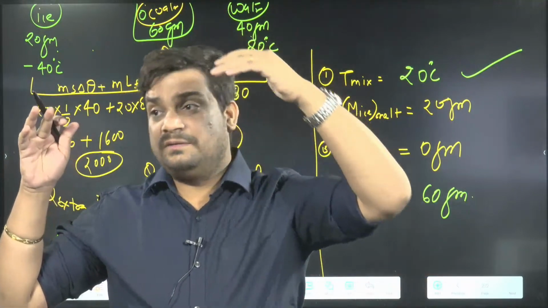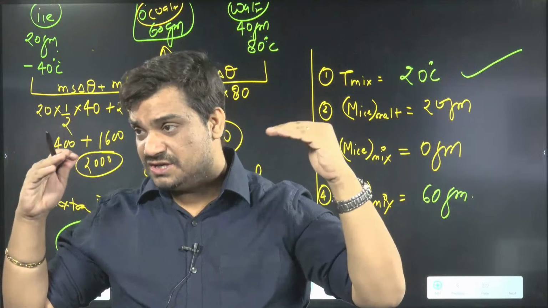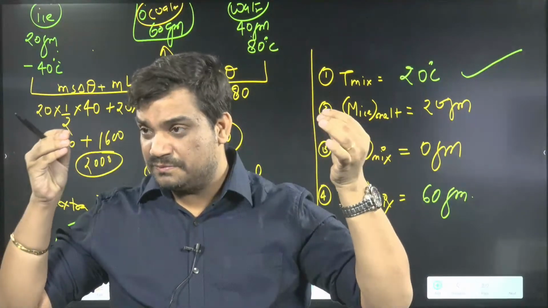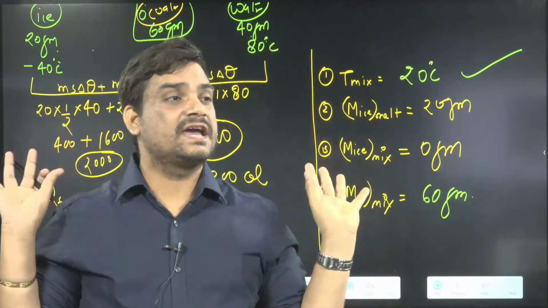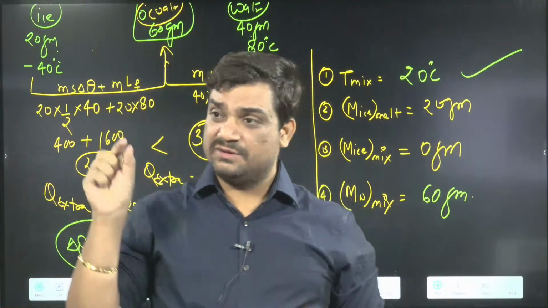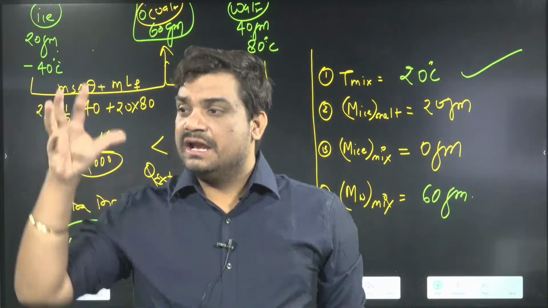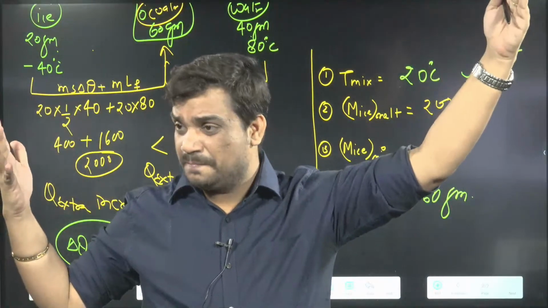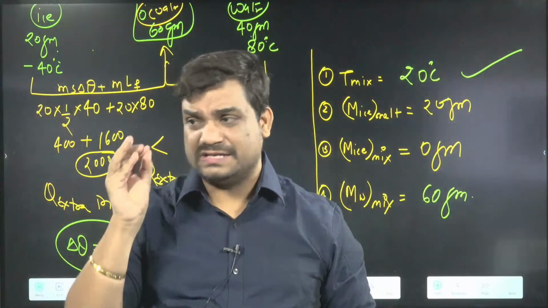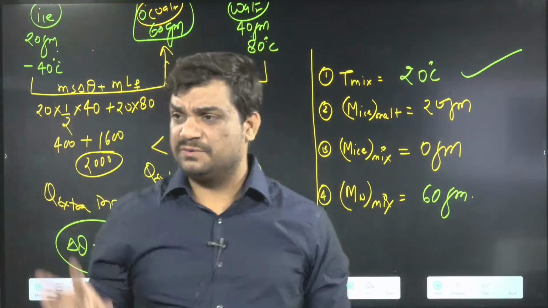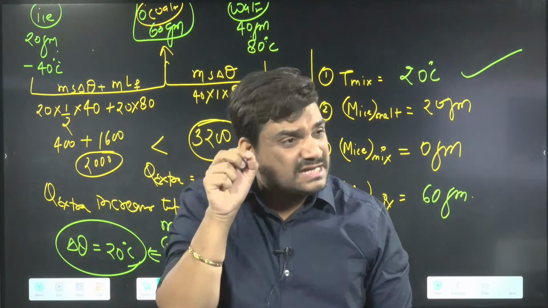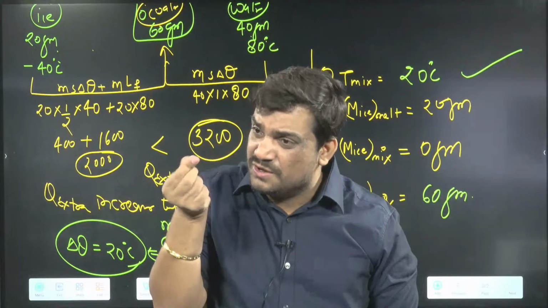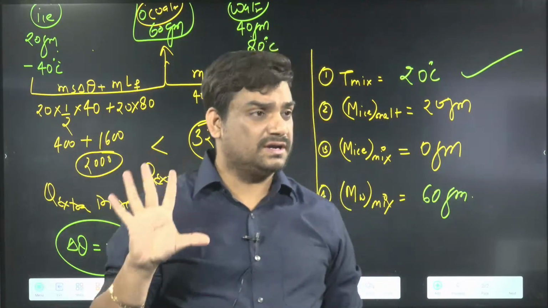So for the mass, if it is given in kg also, we will solve only in gram, just to avoid calculation. Like if I say you have 100 kg, 500 kg, or 1000 kg of ice, and so much water is there, for the experiment I will take just a few grams of ice and a few grams of water.